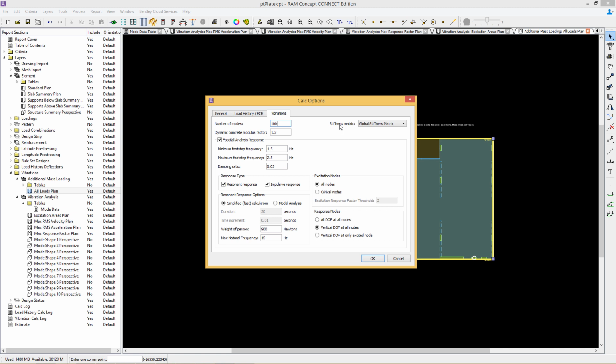But if we wanted to include those effects, we could simply select a load history step that would generate the cracking loads that we want to consider. So if we select that, run that load history, which does take into account cracking and would take into account the beneficial effects that post-tensioning would have on cracking, then that would be included in our subsequent vibration analysis.